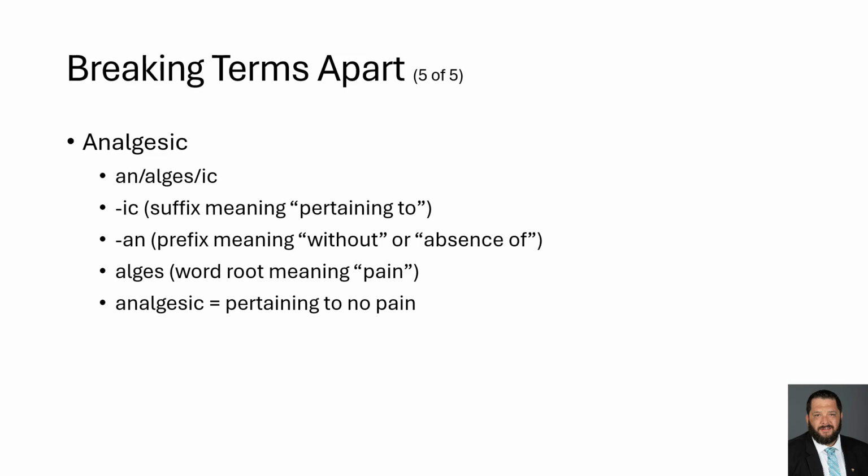Analgesic. For this, we break down into three different parts. The beginning, an, means without, or the absence of. The root word, alges, A-L-G-E-S, means pain, and ic refers to pertaining to. Pertaining to the absence of pain, or without pain, or in a condition of not having pain. Analgesic, pertaining to no pain. This is commonly referred to a class of medications known as analgesics, or pain relievers.